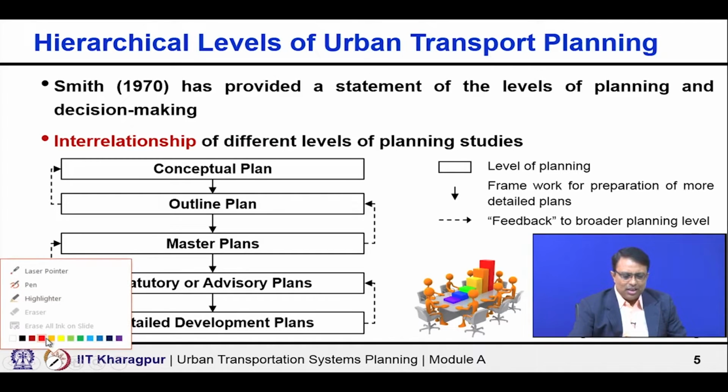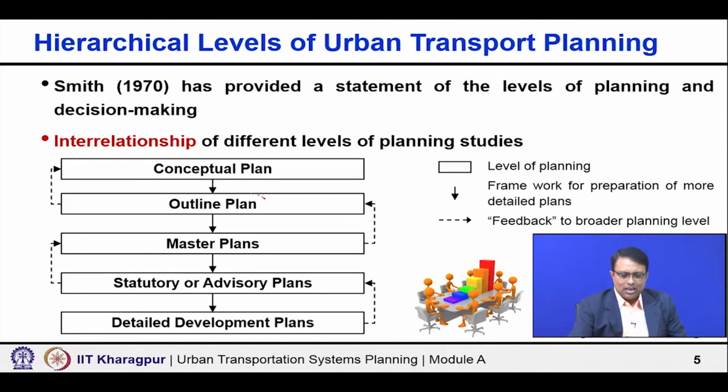If you say this is the outline plan level, you can see that the outline plan level is also linked with a feedback arrow to the conceptual plan level, and again it is also linked with a feedback arrow to the master plan level. That is what I was trying to mean, that it should logically be interlinked to the immediately higher level and also the immediately more detailed levels of plans.